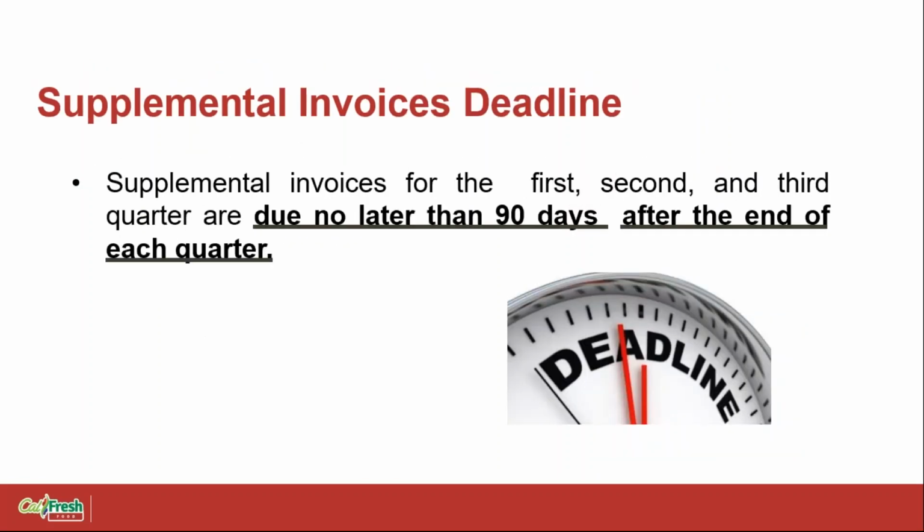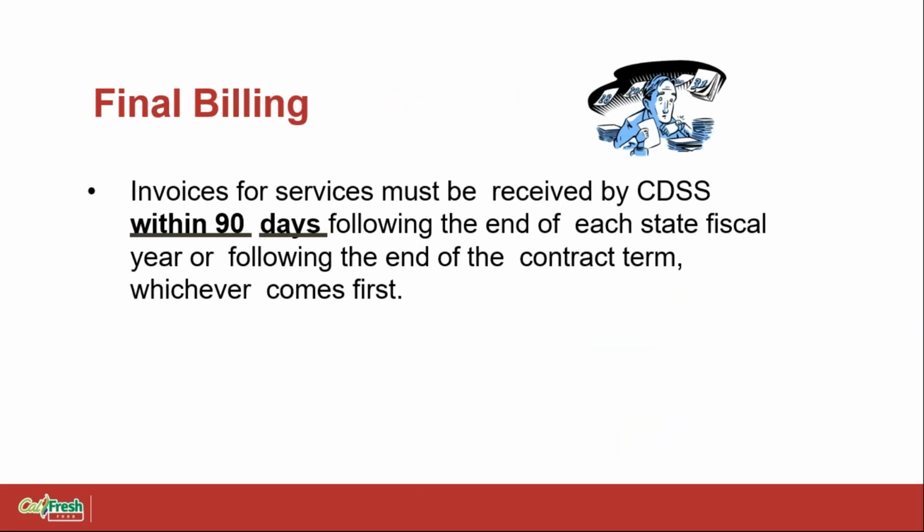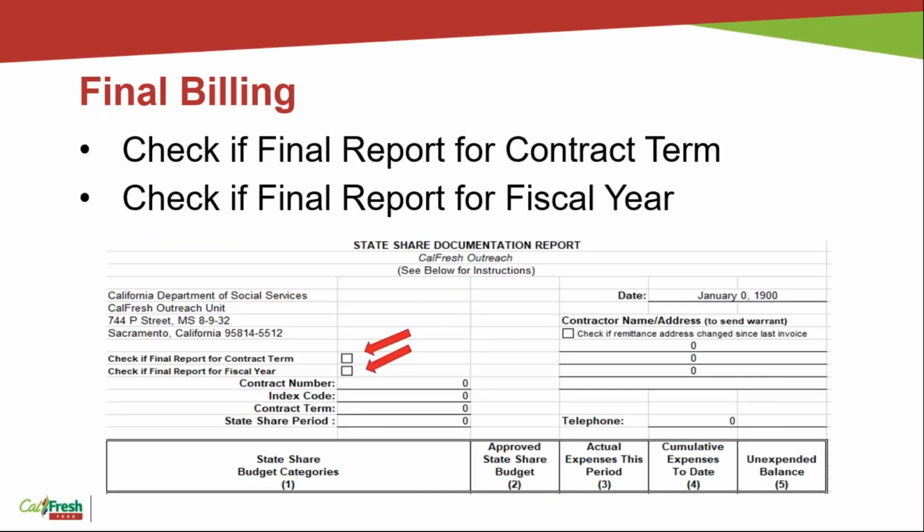Supplemental invoice deadline: for the first, second, and third quarter, they are due no later than 90 days after the end of each quarter. Final billing: invoices for services must be received by CDSS within 90 days following the end of each state fiscal year or following the end of the contract term, whichever comes first. Final billing: check the correct box to indicate whether it is the final report for contract term and/or a final report for a fiscal year.